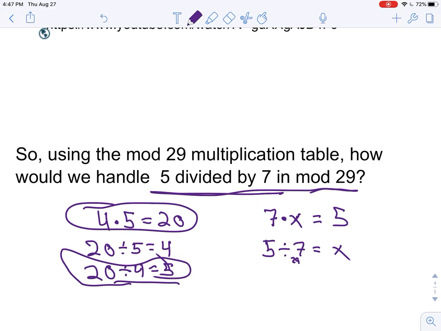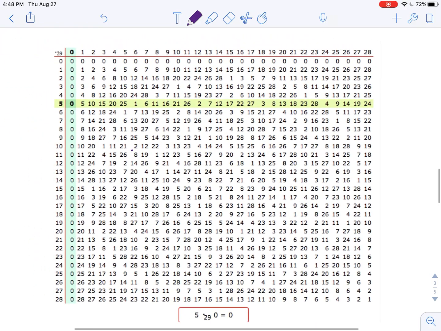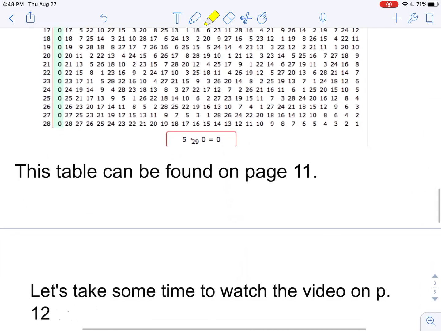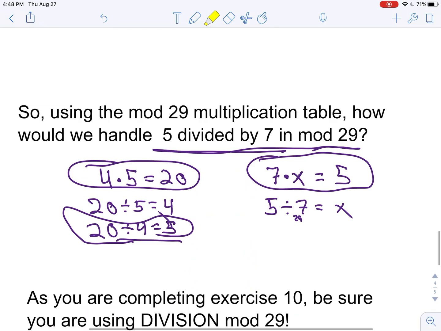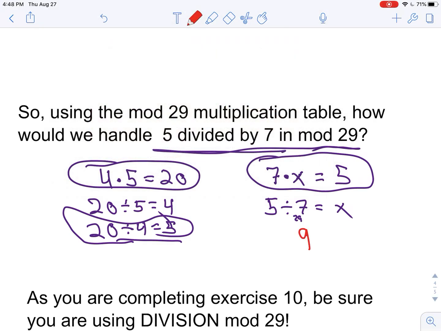If 7 times x equals 5, let's go up to our chart, look on the 7 row, and find where there's a 5. I'm going to highlight it right here. In the 7 row, where's there a 5? It's right here. And that lines up with the 9, it appears. So if I'm doing this right, this means that 7 times 9 should equal 5 in mod 29. I should have written mod 29 on each of these, sorry.